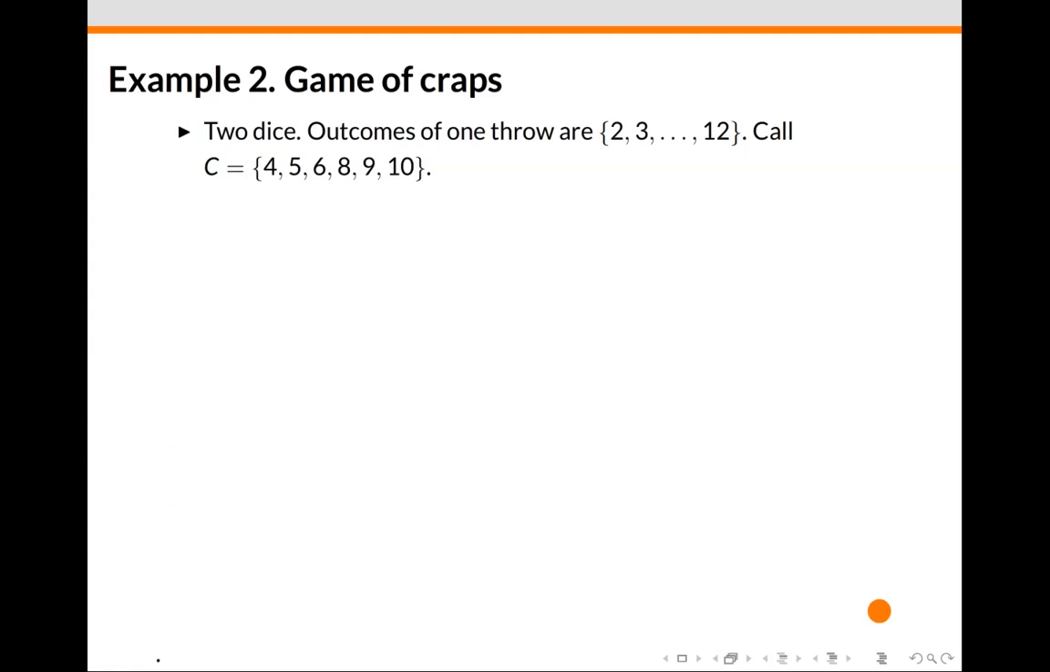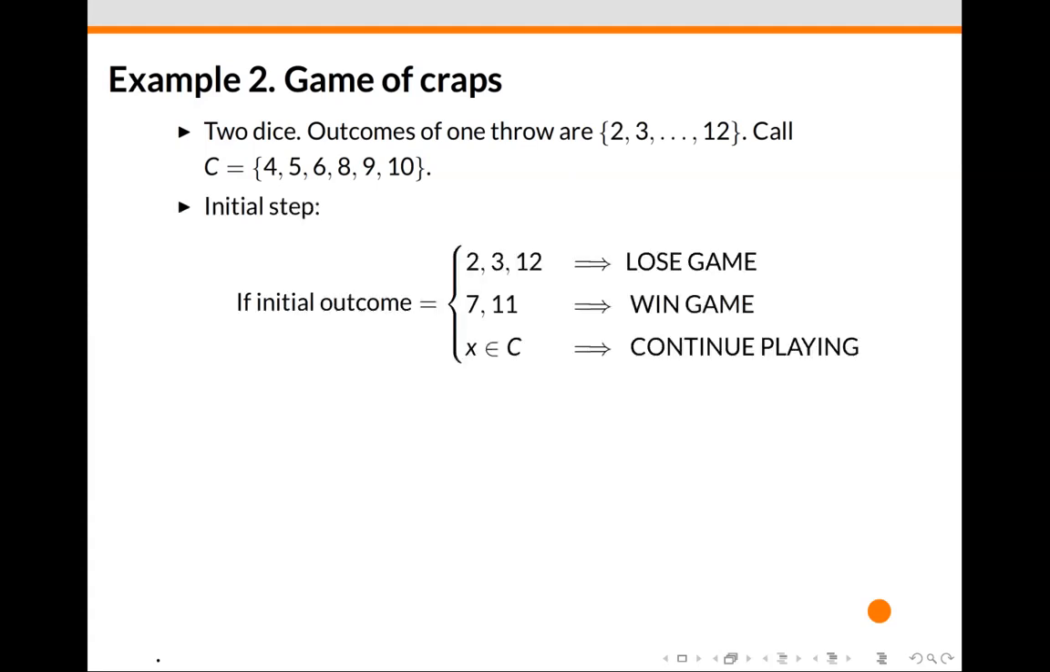Now, there is a subset that will be very important. I'm going to call it C, and this subset is the numbers 4, 5, 6, 8, 9, and 10. And the game works as follows. In the initial step, if the initial outcome is a 2, a 3, or a 12, you lose the game. If the initial outcome is a 7 or 11, then you win the game.